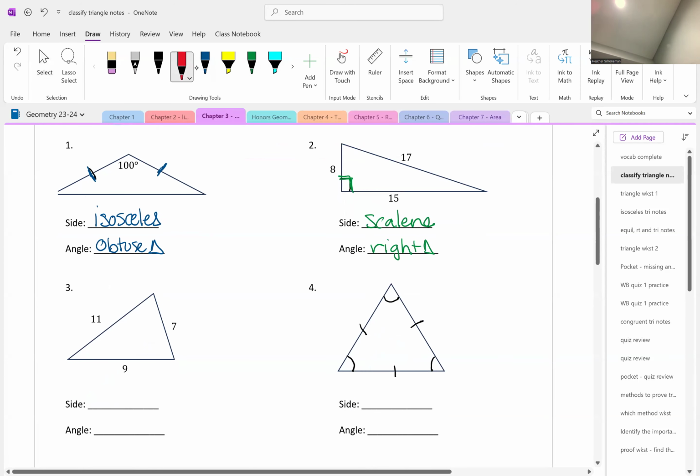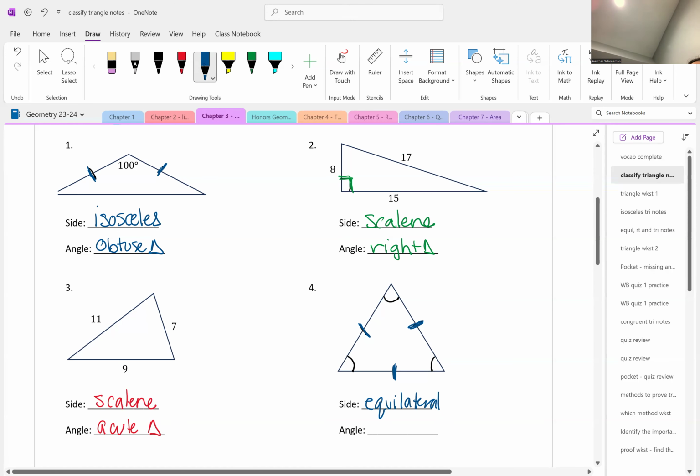Okay, number three, if we look at all the sides, they're all different numbers. And if they're all different numbers, that makes it scalene. And if we look at the angle measures, nothing is marked over 90 and nothing is marked equal to 90. They all look pretty small, so they're all acute. So this is going to be an acute triangle. All right, the last one. This time, because of these dashes, all the sides are marked the same. So that is equilateral.